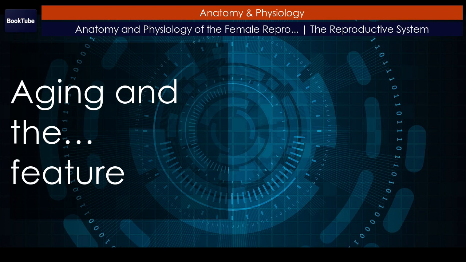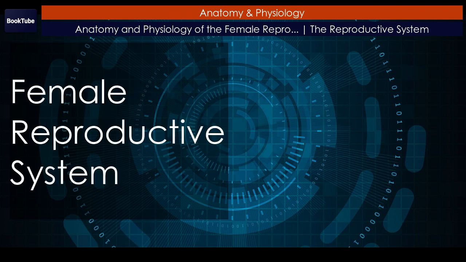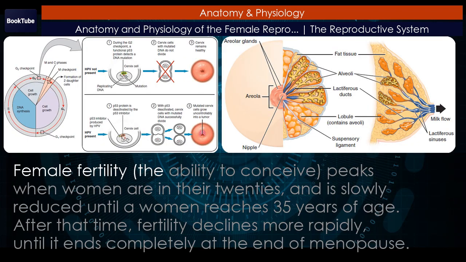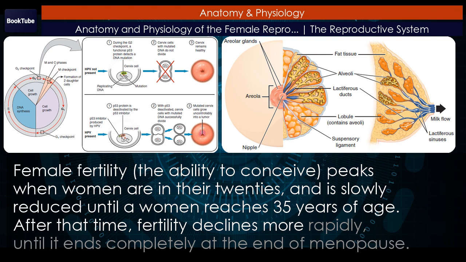Aging and the female reproductive system. Female fertility. The ability to conceive peaks when women are in their 20s and is slowly reduced until a woman reaches 35 years of age. After that time, fertility declines more rapidly until it ends completely at the end of menopause.